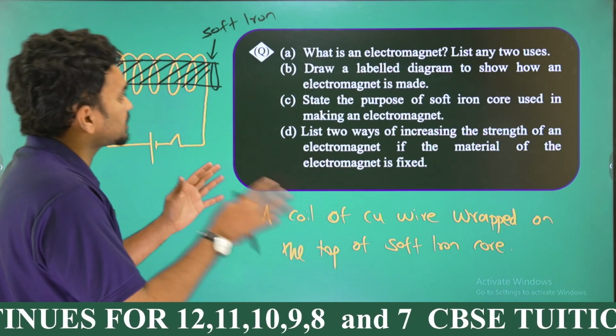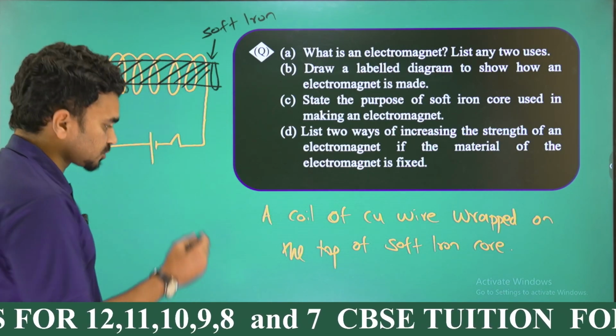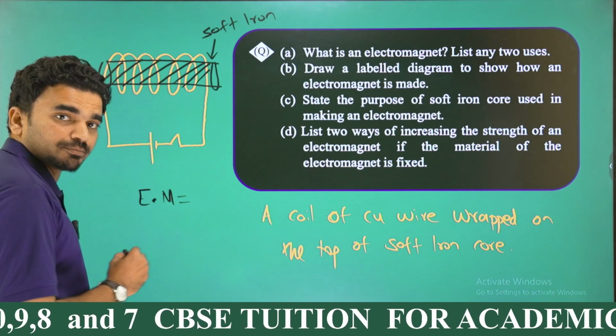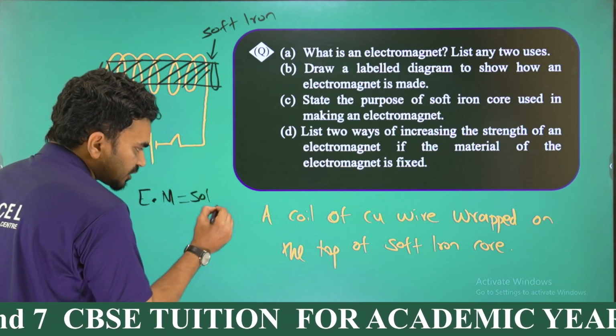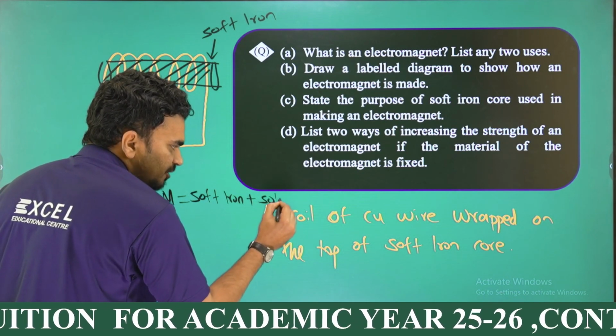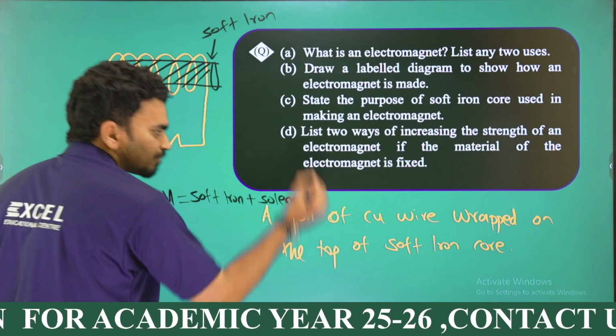Okay, wait. So what is an electromagnet? This is called an electromagnet. I can write it shortly: electromagnets are basically soft iron plus solenoid. Soft iron plus solenoid.